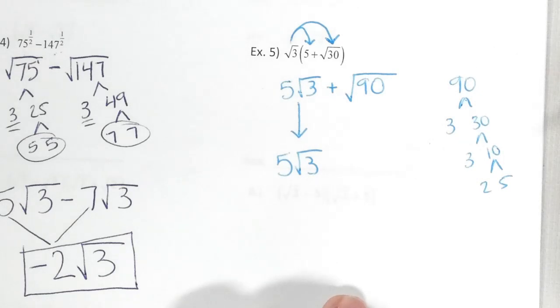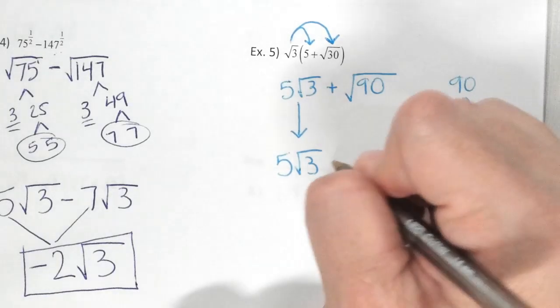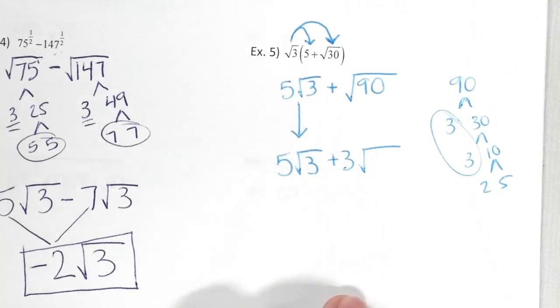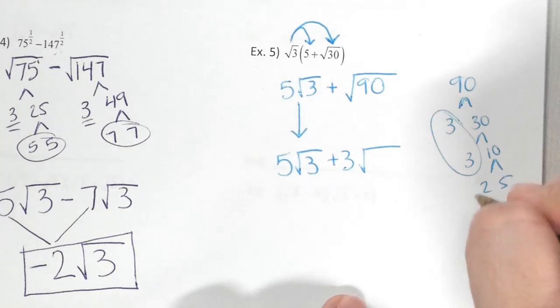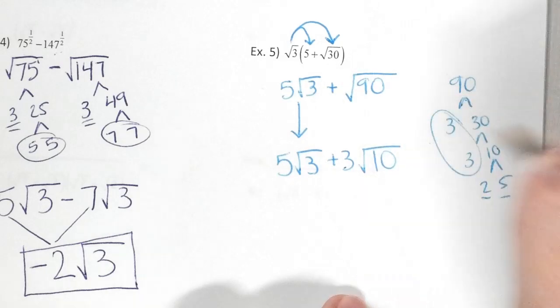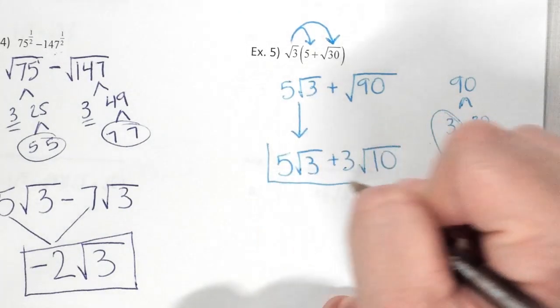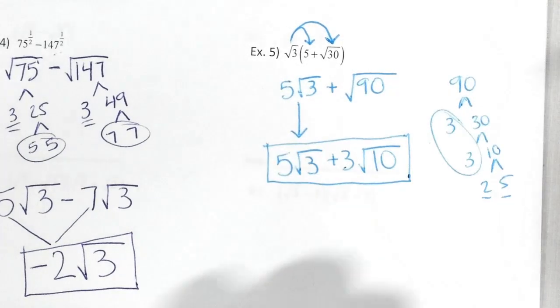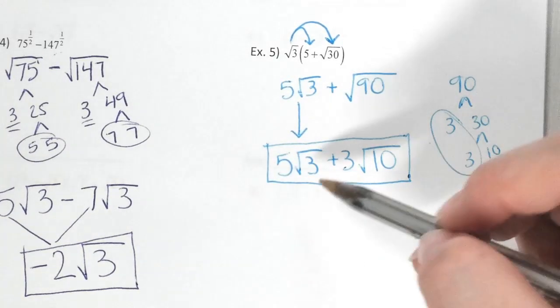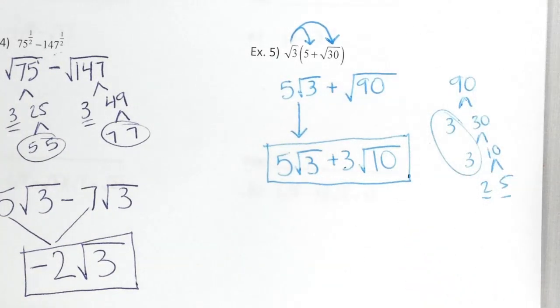So what do I get to take out? And what goes back in my house? 10, because we have a 2 and a 5. Can these combine? No. So there's your answer. They are not like terms, so they cannot combine, because what's inside my square root is different. Okay, so flip to the back when you're done writing that down.